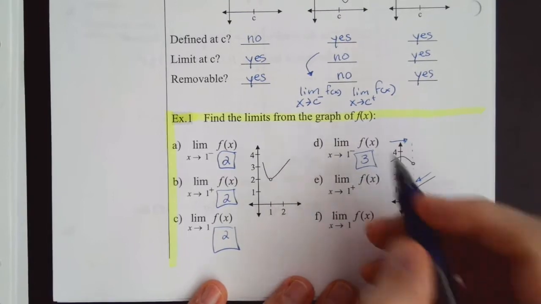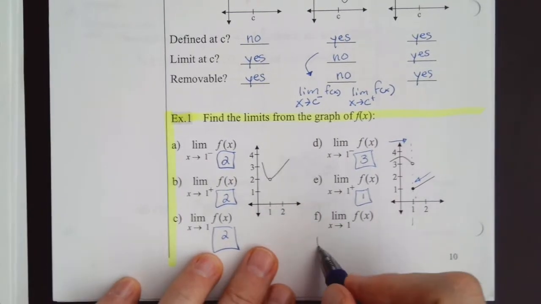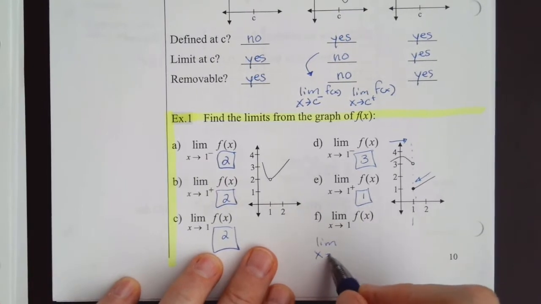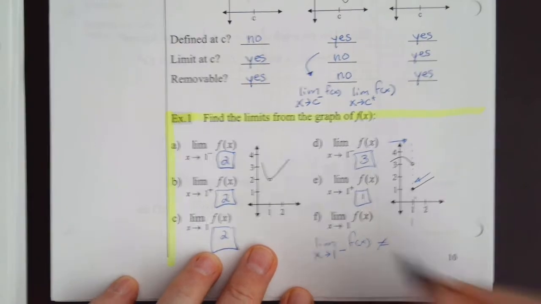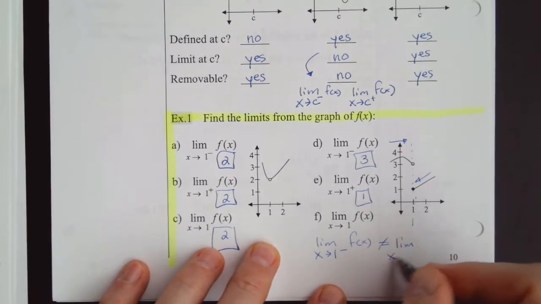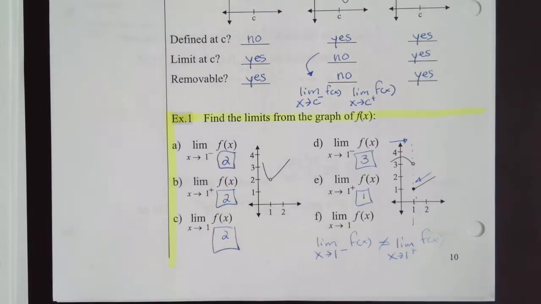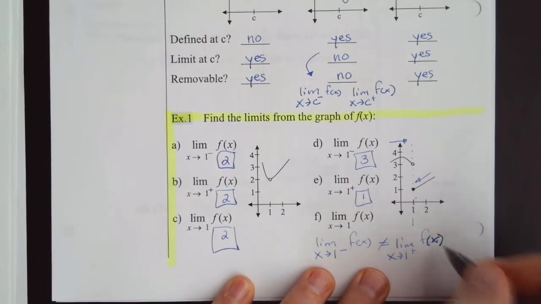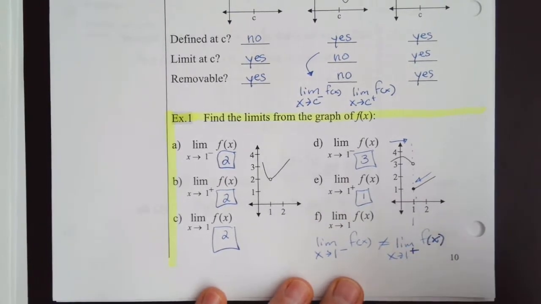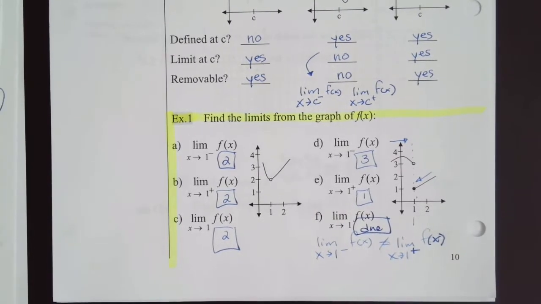we're approaching 1. Those numbers do not equal each other, and if we were doing a free response question, we would write the limit as x approaches 1 from the left of the function does not equal the limit as x approaches 1 from the right of the function. So that is does not exist. Okay?